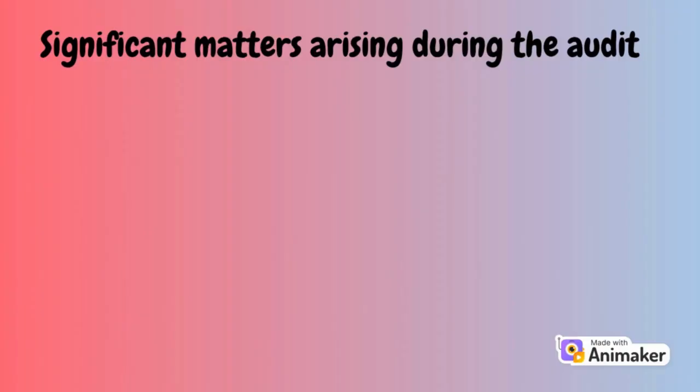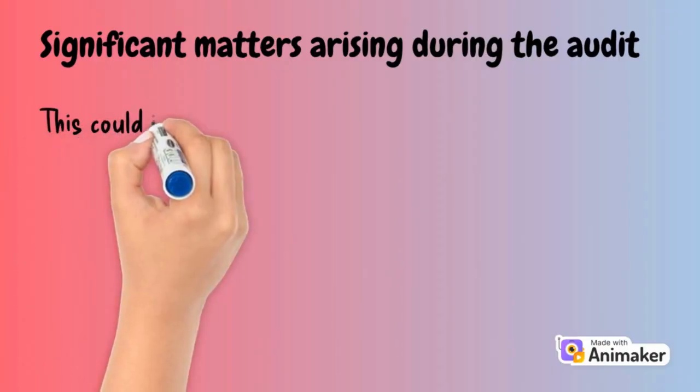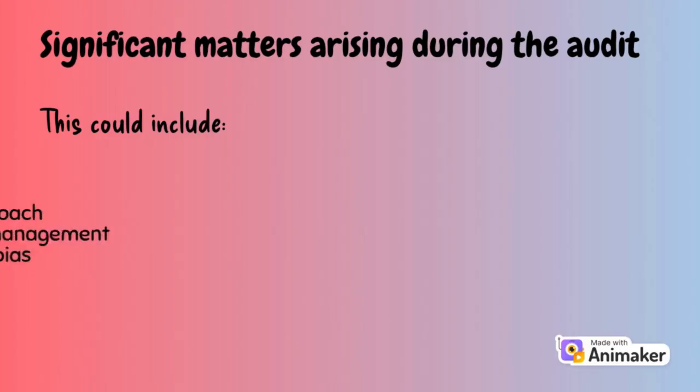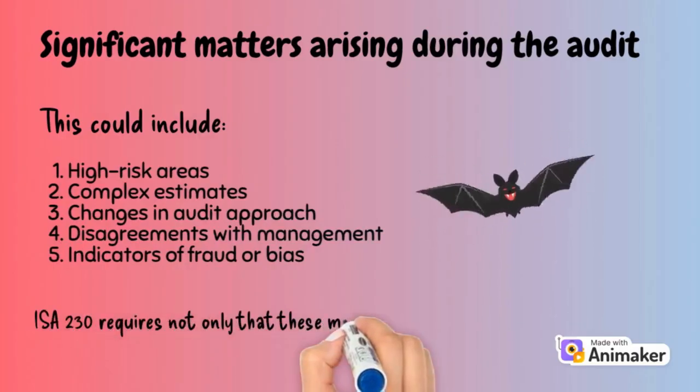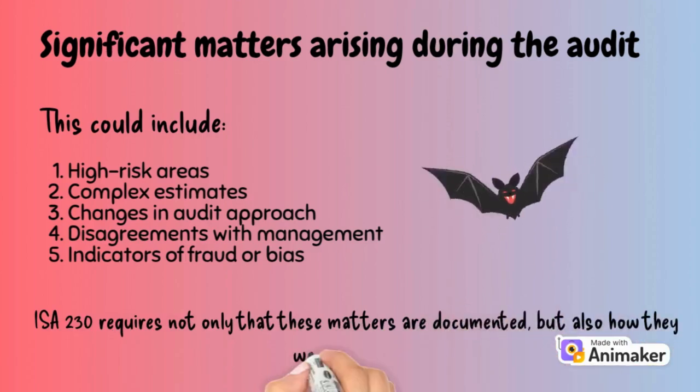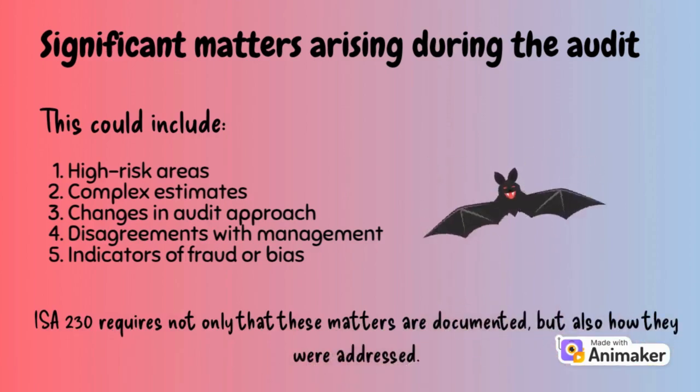Significant matters are anything that required extra attention or professional judgment. This could include high-risk areas, complex estimates, changes in audit approach, disagreements with management, or indicators of fraud or bias. ISA 230 requires not only that these matters are documented, but also how they were addressed.